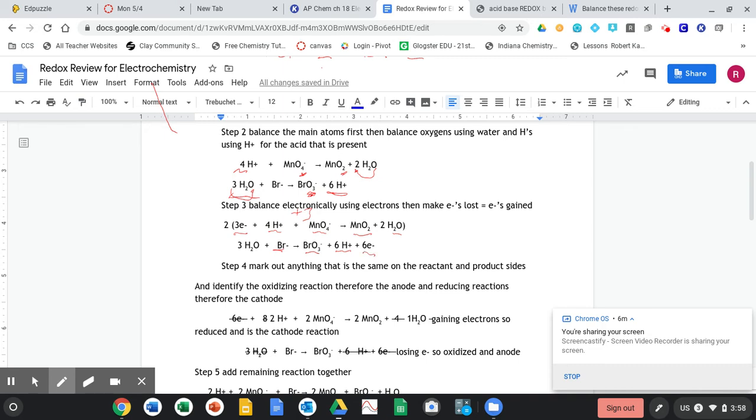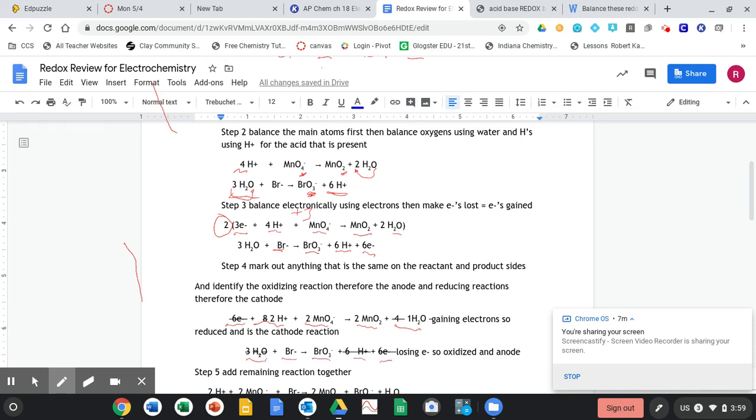Well, electrons lost have to equal electrons gained. So I'm going to take this equation and multiply it through by 2. So when I do that, I get 6 electrons, 8 hydrogens, 2 permanganates, 2 manganese dioxides, and 4 waters. Here I get 3. I just write the equation down again because I didn't have to change it.